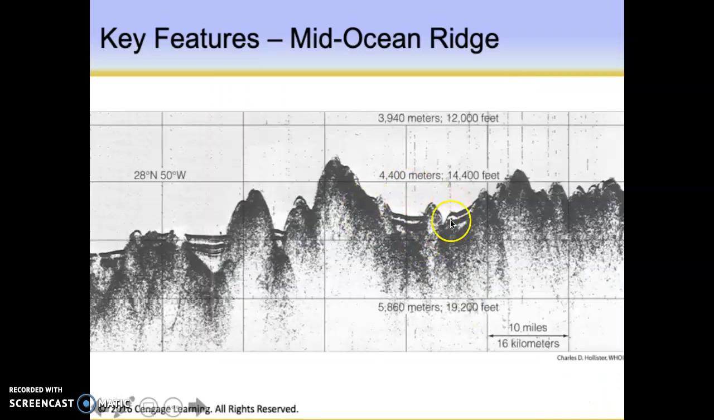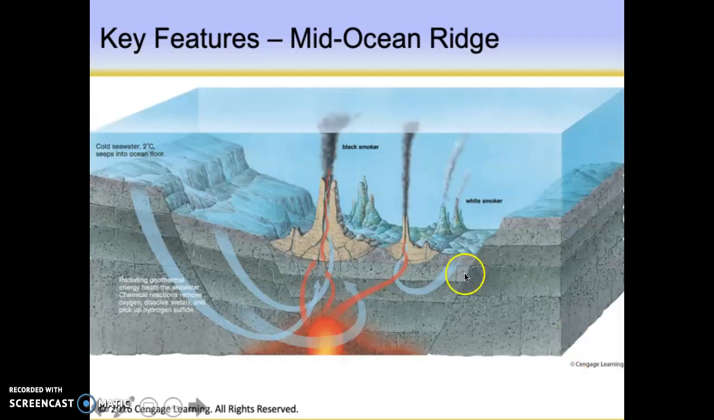And it's important to recognize the slow covering of sediment that occurs as these rocks move away from the mid-ocean ridge. And we'll come back to that in a moment. If we look at the mid-ocean ridge itself, down in the rift, we actually find underwater volcanoes, and we find underwater geysers that are referred to as black smokers.